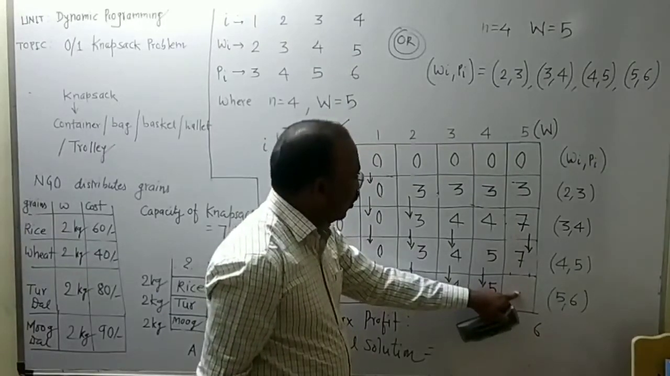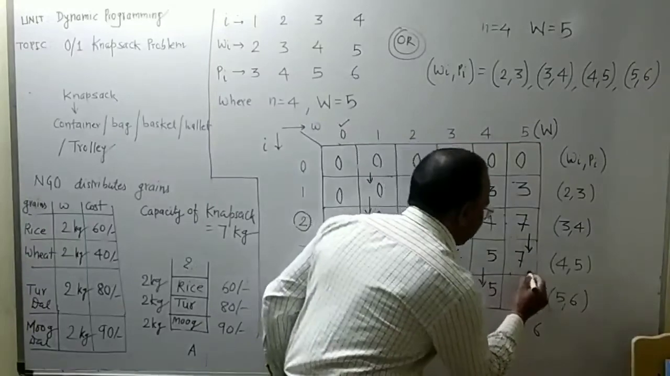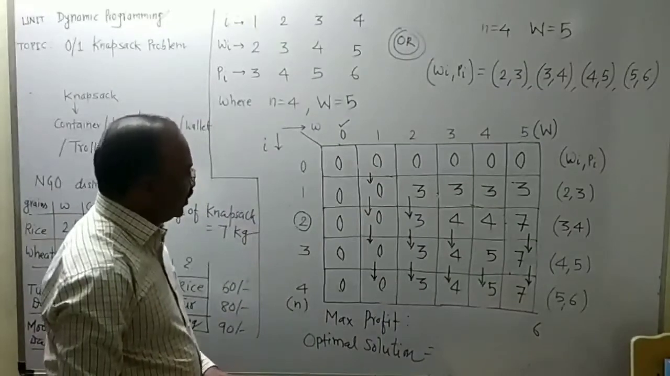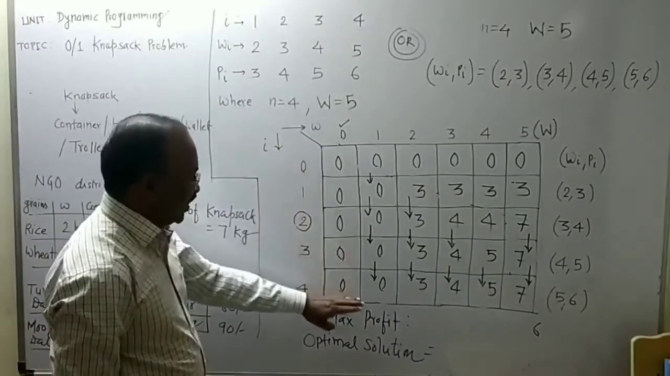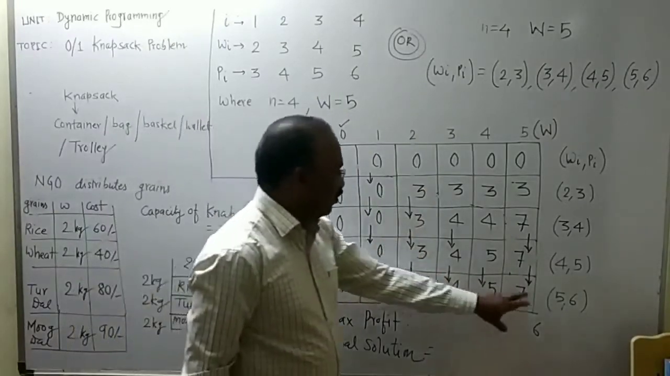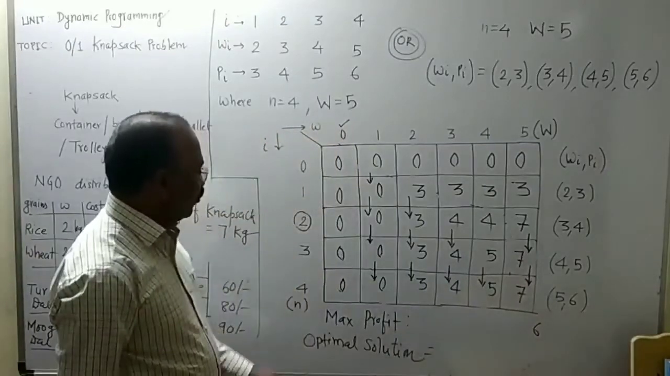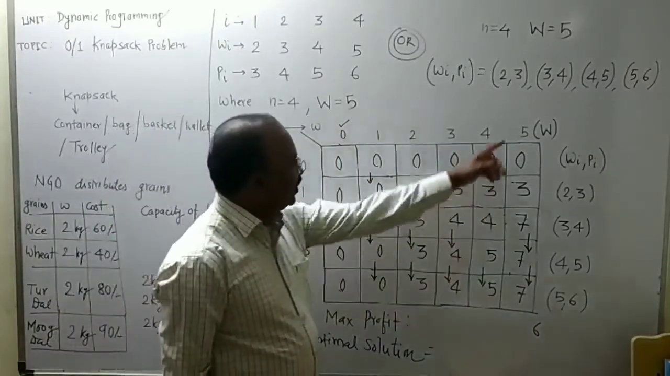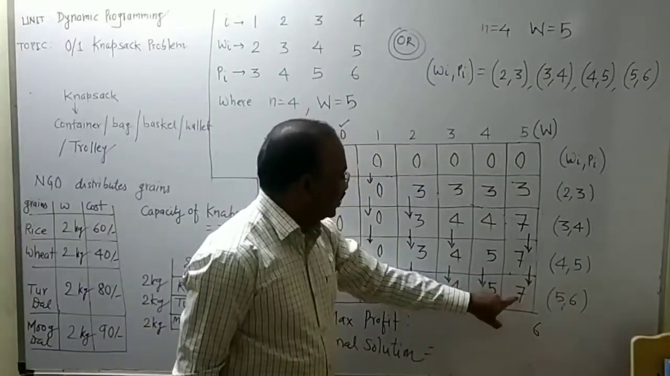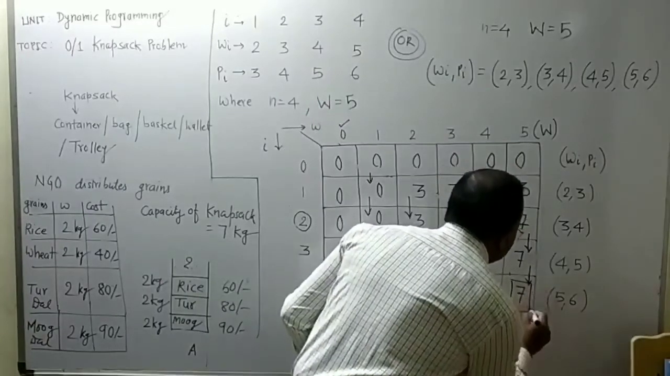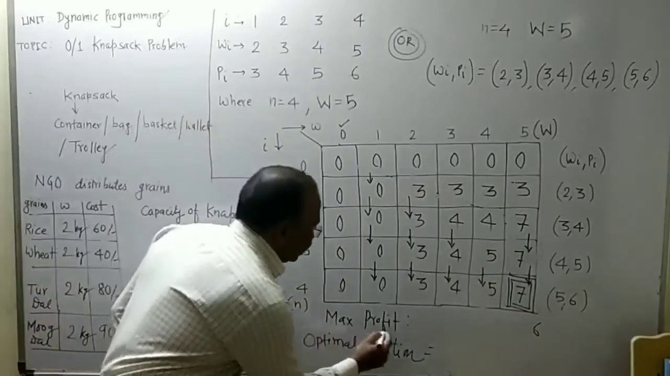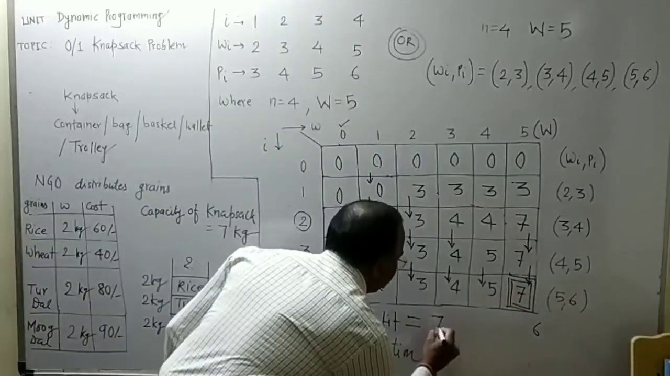In this case we have to consider the upper value for this cell, that is the 7. So in this way we have constructed the 0/1 knapsack table. Now from this table we will get the maximum profit. To get the maximum profit, we have to select the last row and the last column. In the last row and the last column, the value is 7. This 7 is nothing but the maximum profit we have achieved. That is, maximum profit is 7.